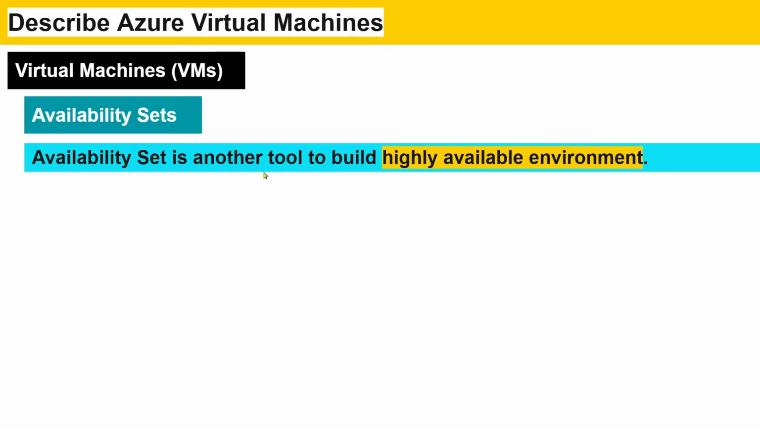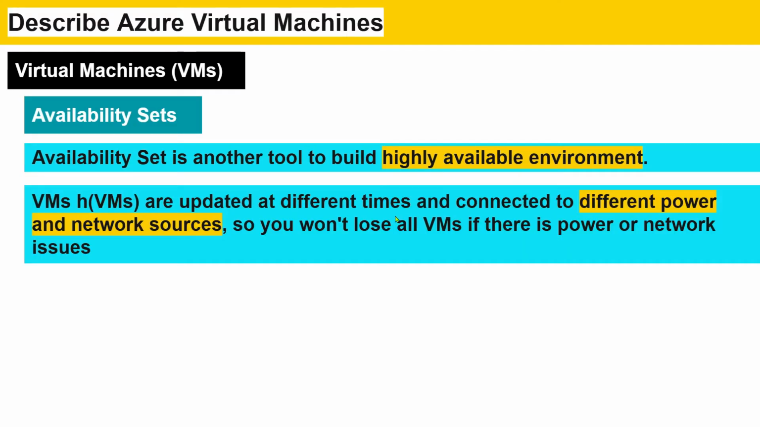Availability set is another tool to build a highly available environment. With the word available, it is very clear that my VM should always be available even though there is a failure. So VMs are updated at different times and connected to different power and network sources. Now, if there is a power or network failure, all my VMs can be down. To avoid that, what is being done?